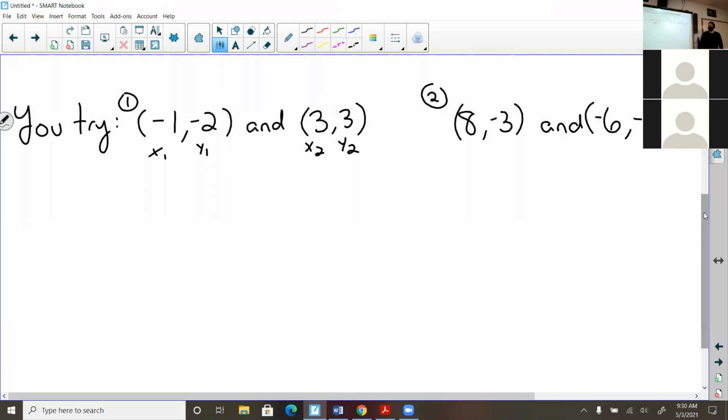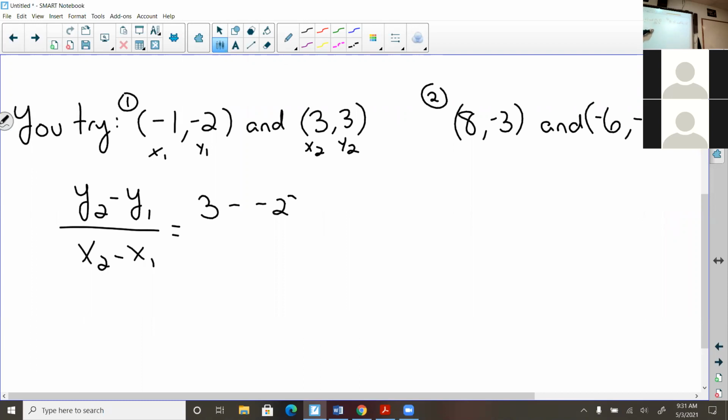All right, so with number 1, I'll do it using the formula, and then we'll do the bigger picture, which, as I said, I think will be quicker. It's just whether or not it's easier for you. So if I want to use the formula y sub 2 minus y sub 1 over x sub 2 minus x sub 1, just plug in the values after you've labeled them. So 3 minus a negative 2 over 3 minus a negative 1.